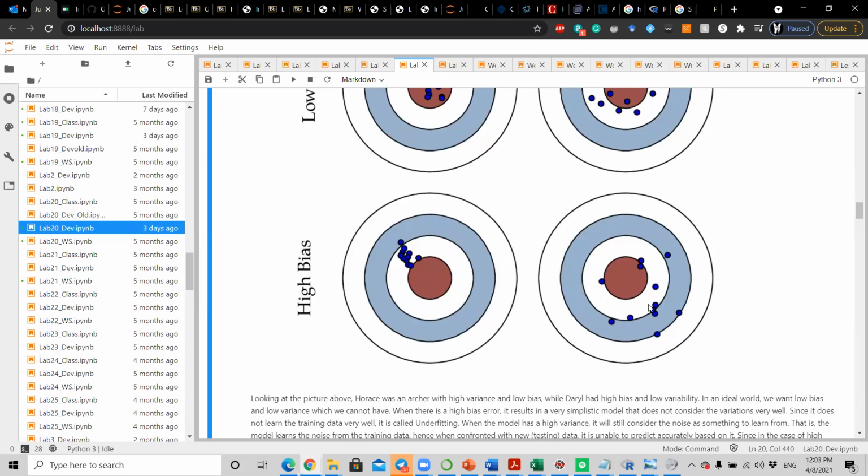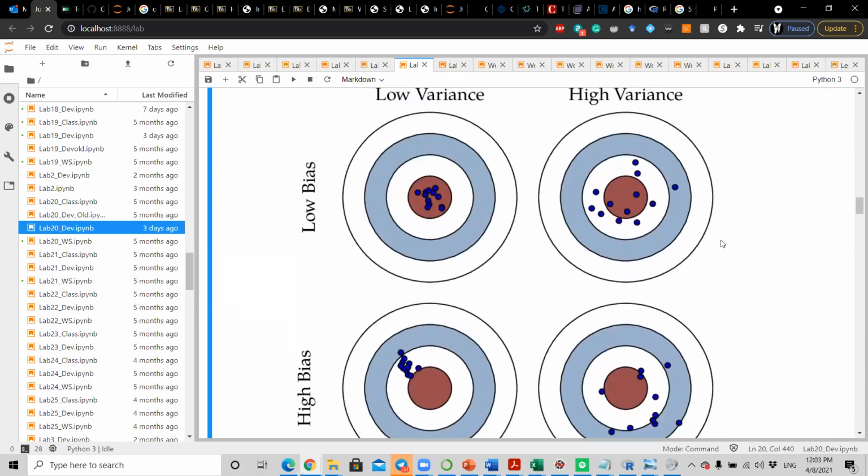Okay. So between these four, which one is ideal? Top left. Low bias, low variance, that's ideal. Which one is the worst? High variance, high bias. But wait, for this situation, wouldn't we want high variance and low bias?